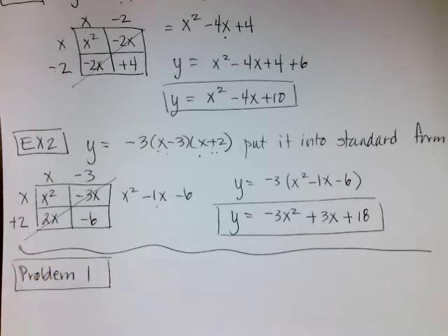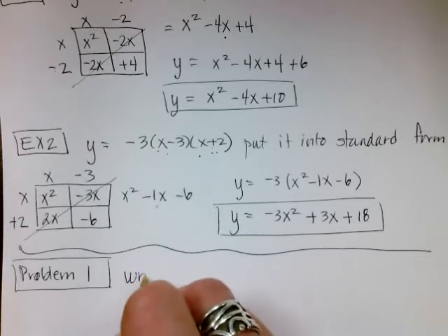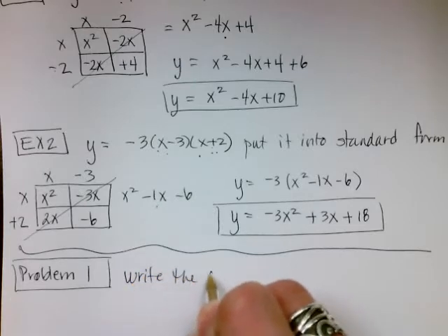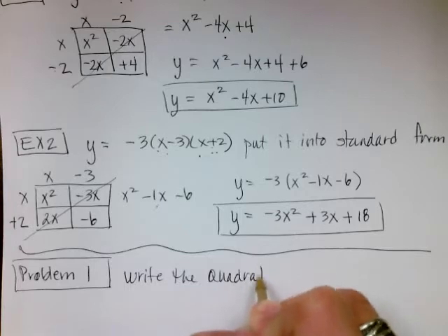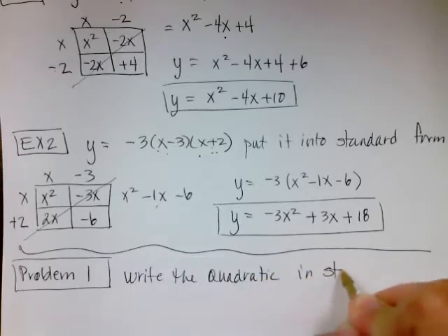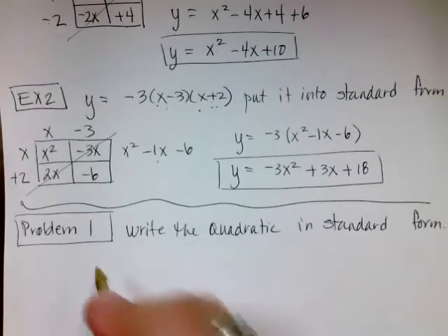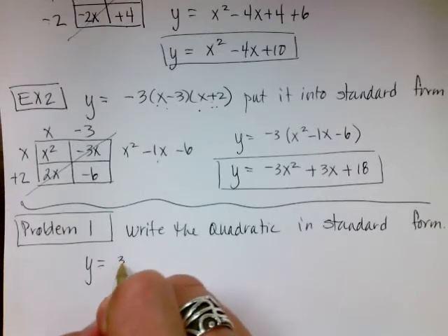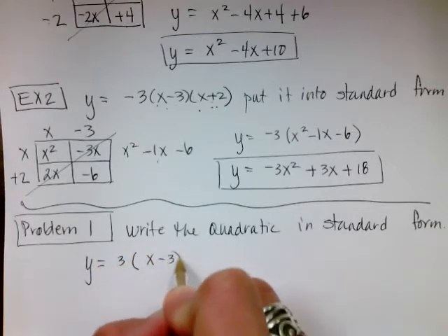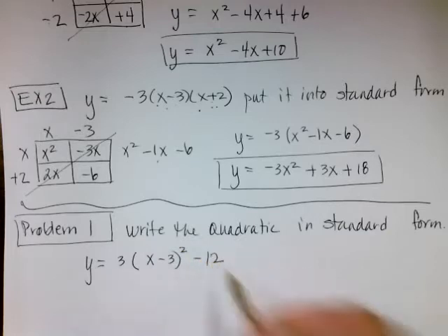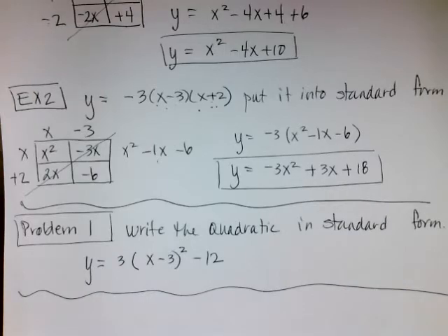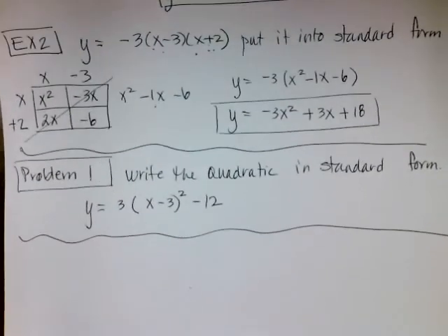So this is problem number 1, and I want you to write your quadratic in standard form. The quadratic that I'm going to give you is 3 times (x minus 3) quantity squared minus 12. So you'll pause the video and you'll do your first problem. Remember to do your problem on a separate sheet of paper, because you're going to turn that paper in to me when you come to class.